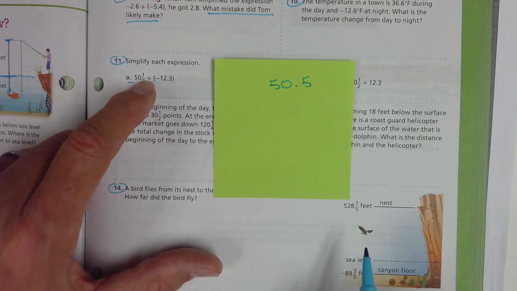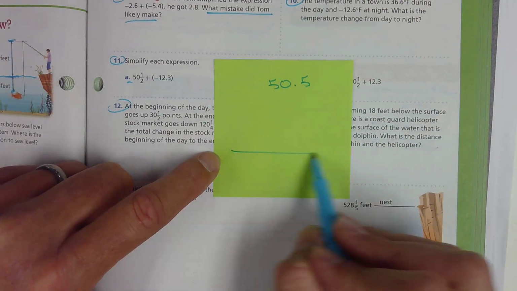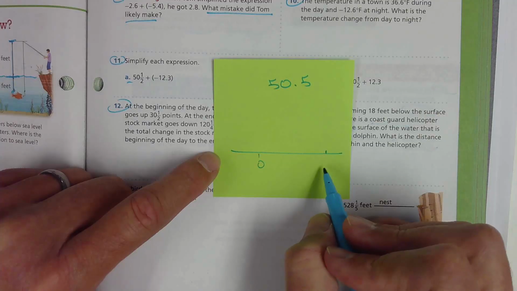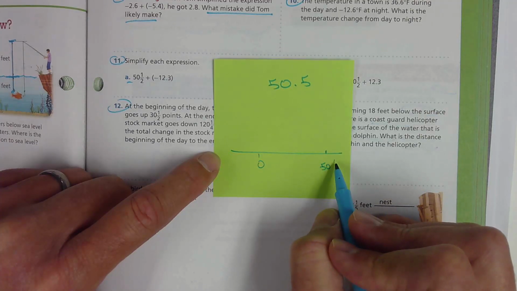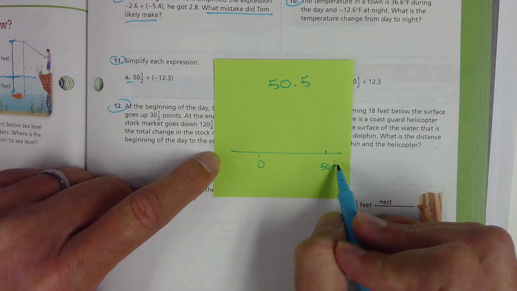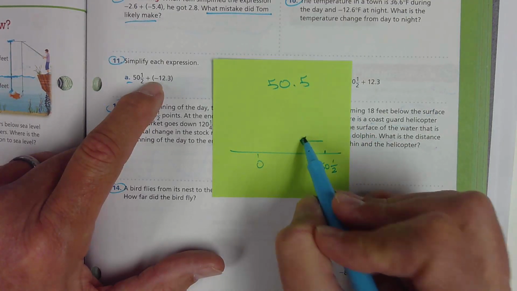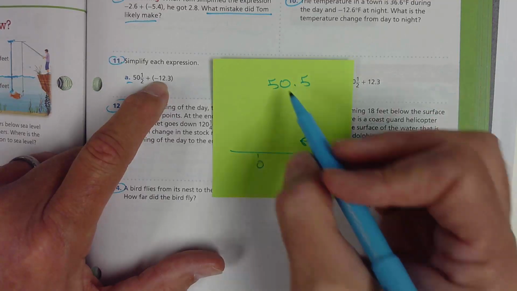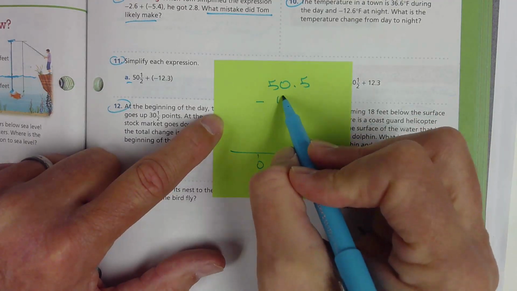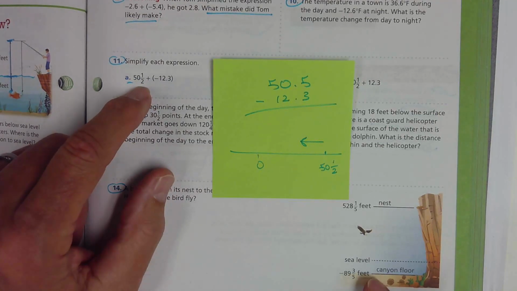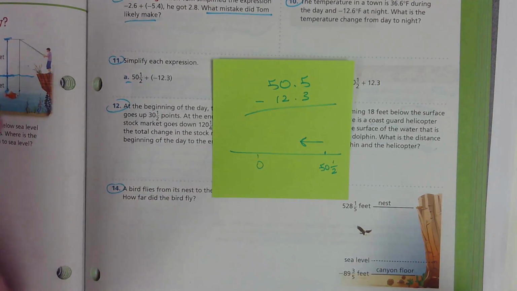And I'm adding a negative. So here's my number line. 0. I'm starting at 50 and 1/2, or 50.5, okay, and I'm adding a negative number. It's kind of like subtracting, so I'm just going to be going this direction. So I'm going to subtract 12.3. So I just converted the 50.5, or the 50 and 1/2, into a decimal.